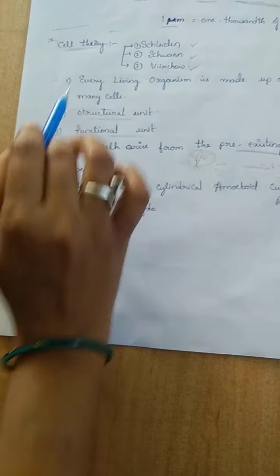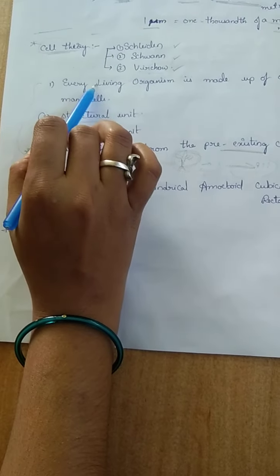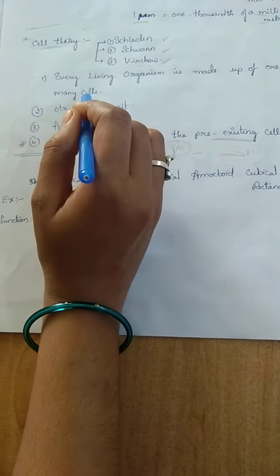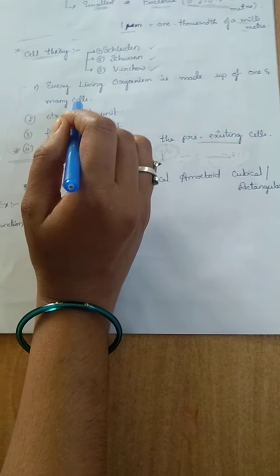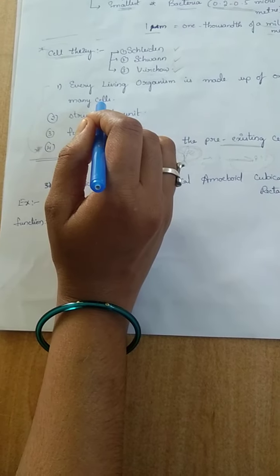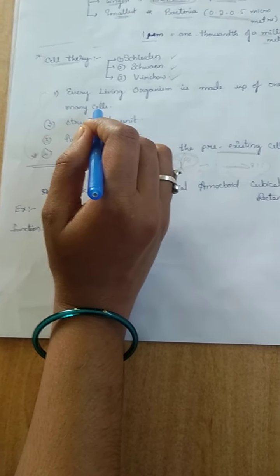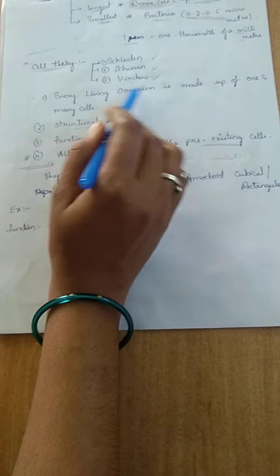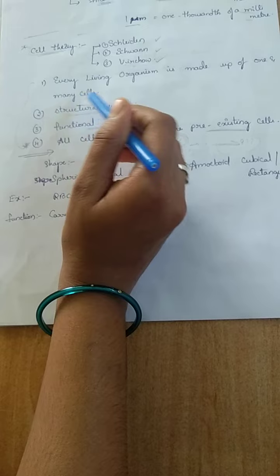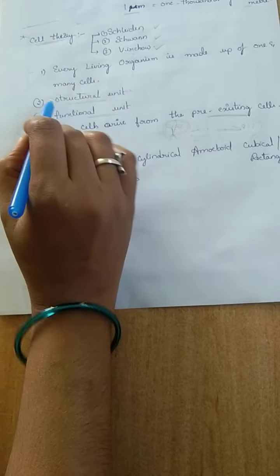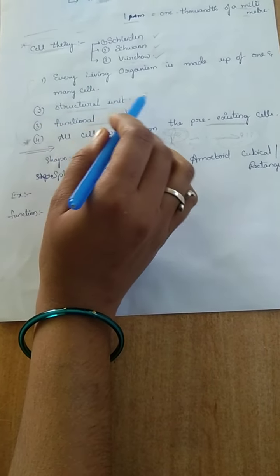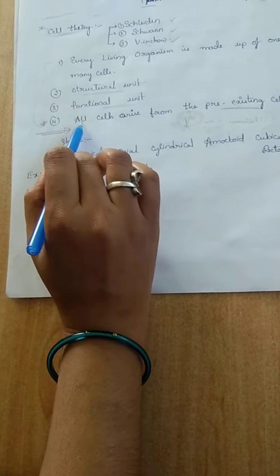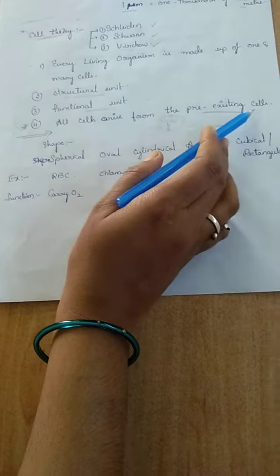Here there will be 4 points in this cell theory. They said that every living organism is made up of one or many cells, right? We already said that organisms are divided into 2 types based on their number: unicellular and multicellular. This is the first point. The next is, the cell is the structural unit of life. The cell is the functional unit of life. And finally, all cells arise from pre-existing cells.